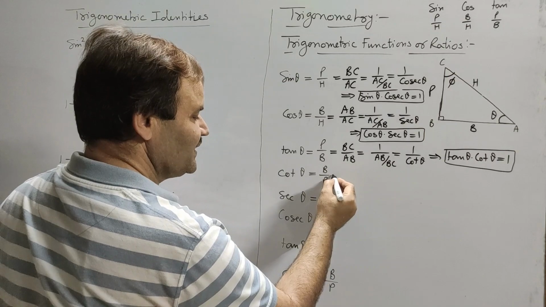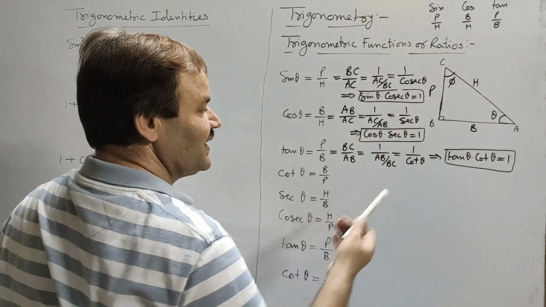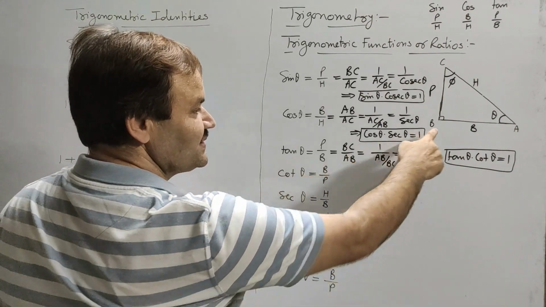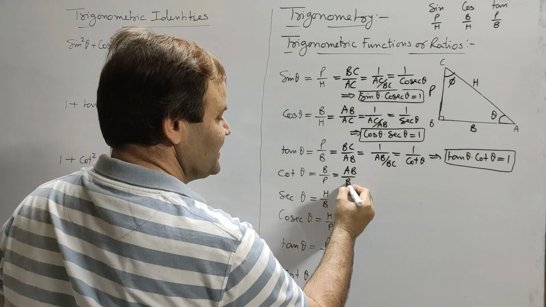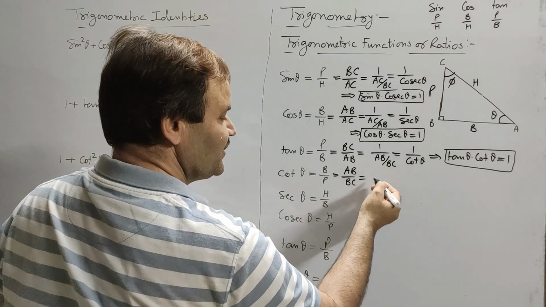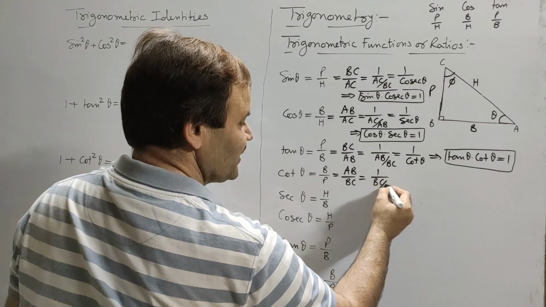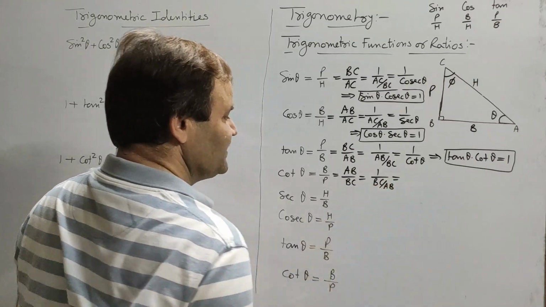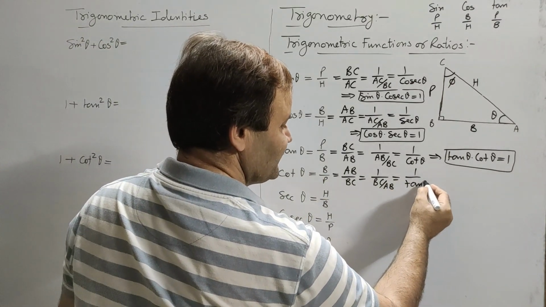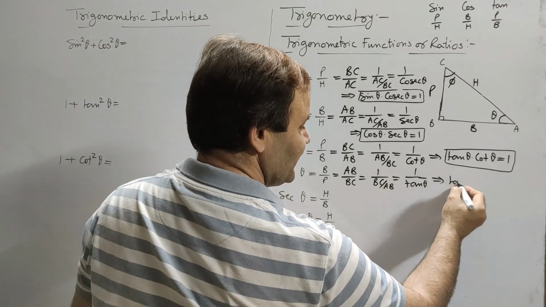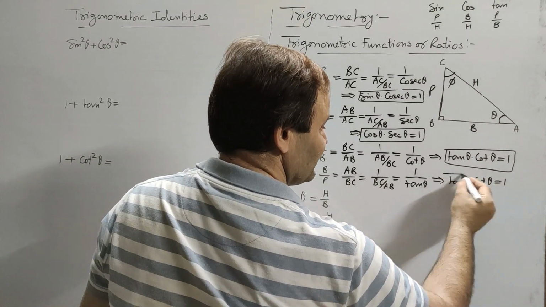In the same way, cot theta is base upon perpendicular. From this triangle, base is AB and perpendicular is BC. If we divide numerator and denominator both by AB, it becomes BC upon AB. BC upon AB is tan theta, so it becomes 1 upon tan theta. Again you get tan theta into cot theta equal to 1.